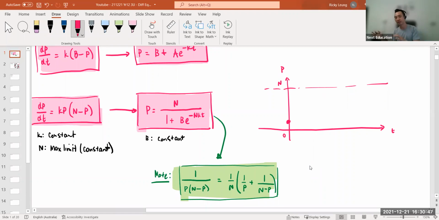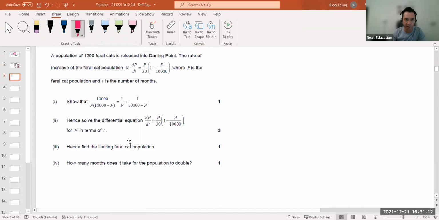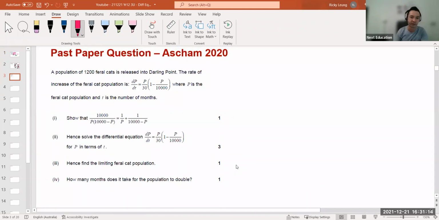Let's say in the next context, you'll see that on an island, the population of a certain animal increases exponentially, but because the island is limited, the resources are limited, the population caps off, just like coronavirus potentially. It goes up exponentially, and then flattens out, sort of like a double exponential. Let's do one more question on this, from the ASCM, where the population of 1,200 feral cats has a rate of change structurally the same, where it's P times something with P.